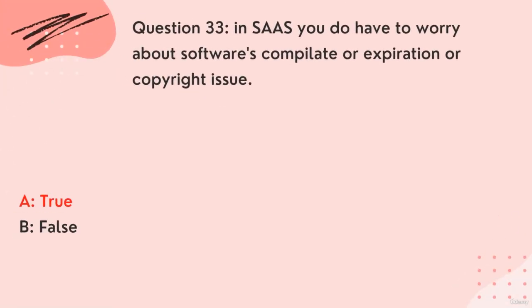What it is trying to say is that when you use a software as a service solution, you do not have to worry about software's compliance or expiration or copyright or anything. The software is maintained by the cloud owner, that is Azure. The software is updated from time to time. The software copyright and certification and SLA and whatnot, all the things are taken care of by Azure itself. You only have to use the software for the time you need to use it.